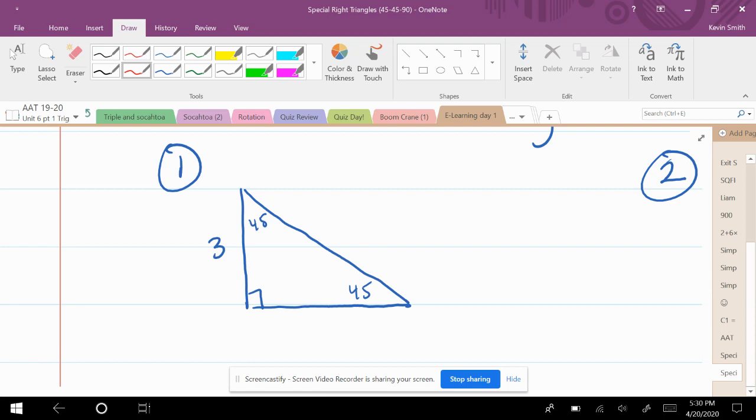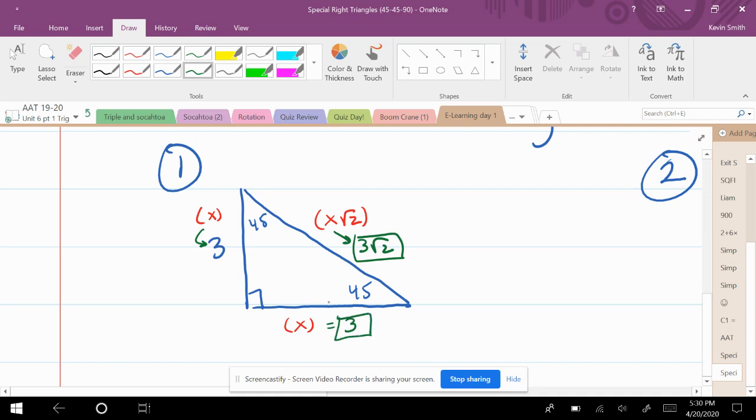When you're back, here's how I like to do this. I like to write out what my 3 sides are generally. This would be x, this would be x, this would be whatever x is times the square root of 2. So if my x is 3, that means this x is also 3. And then this x is also 3. And those would be my 3 side lengths.